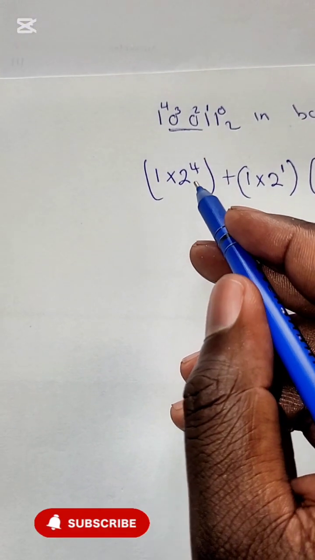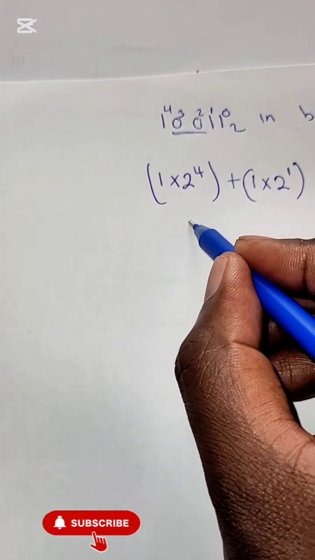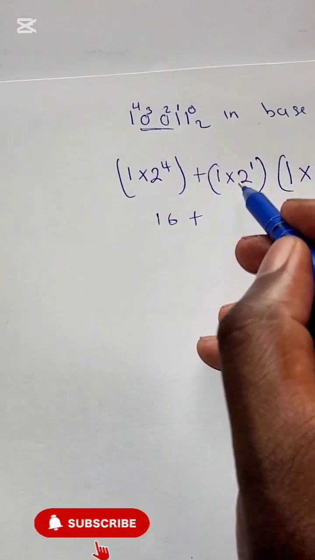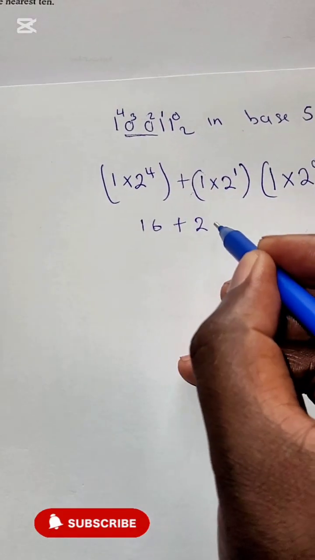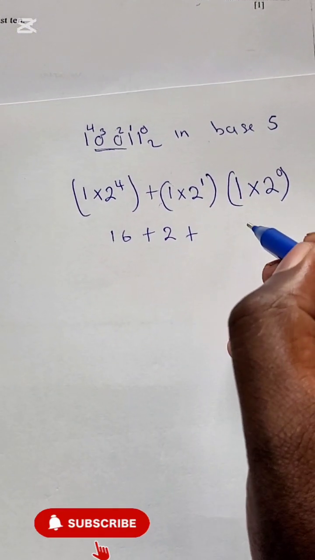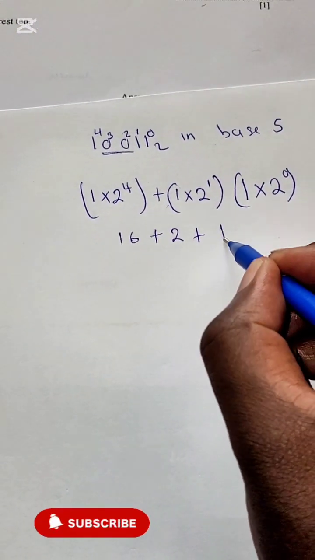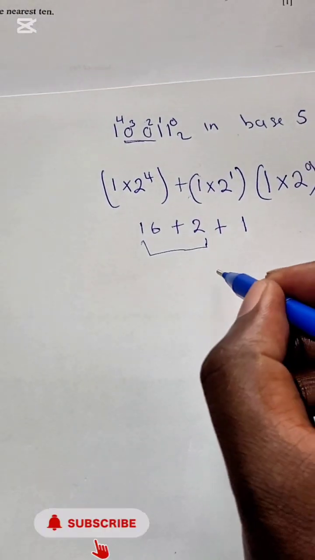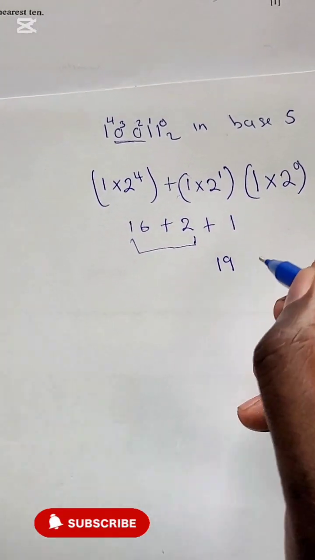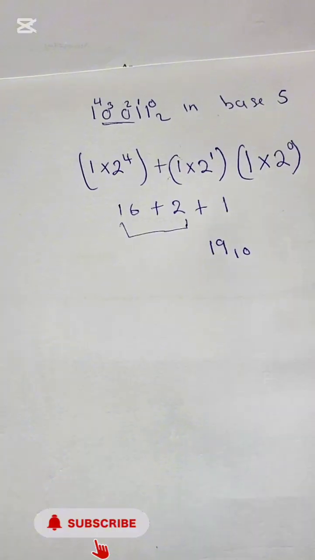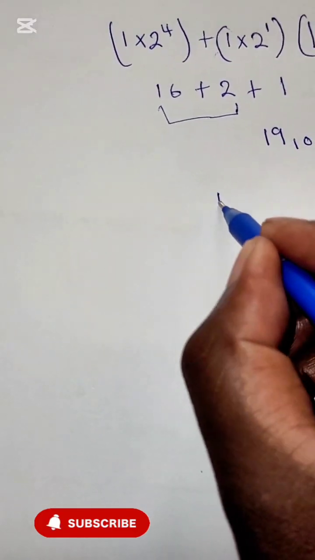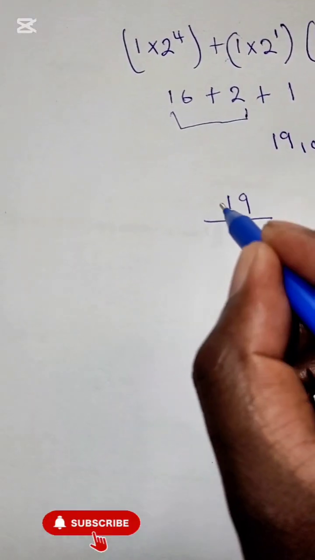So 1 times 2 to the power of 4, we get 16, plus 2 to the power of 1, that's 2 times 1, that's 2, plus 2 to the power of 0, that's 1, 1 times 1, that's 1. Okay, so 16 plus 2, that's 18, plus 1, that's 19. So it's now in base what? In base 10. Remember the question is giving you the answer in base 5. Okay, so we're going to say 19 now. 19 is in base 10.